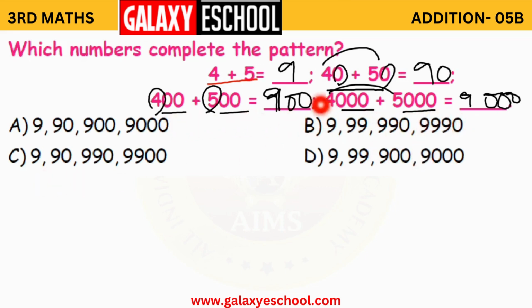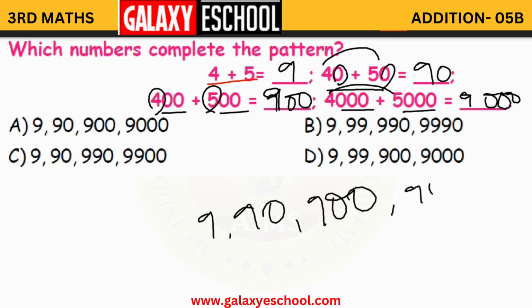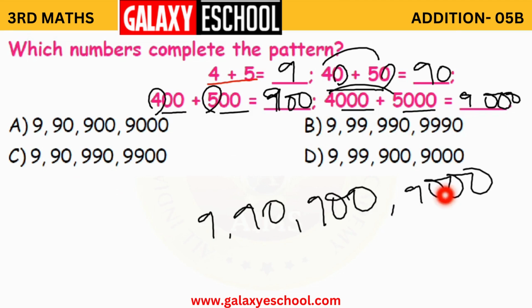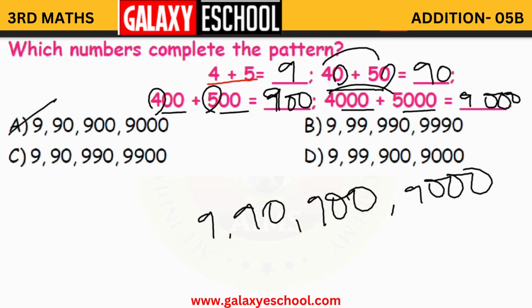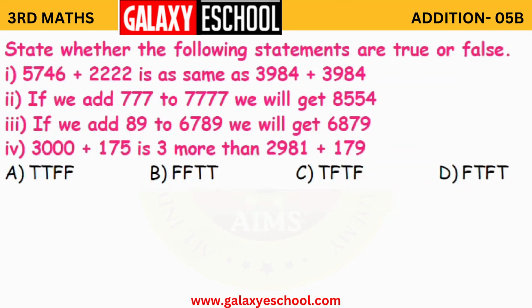Now look at the options. The correct answer here is 9, 90, 900 and 9000. Yes children. Now look at the options and which is the correct one here? 9, 90, 900 and 9000. Yes, option A, 9, 90, 900 and 9000. Understood, right? Yes, it is the correct answer.